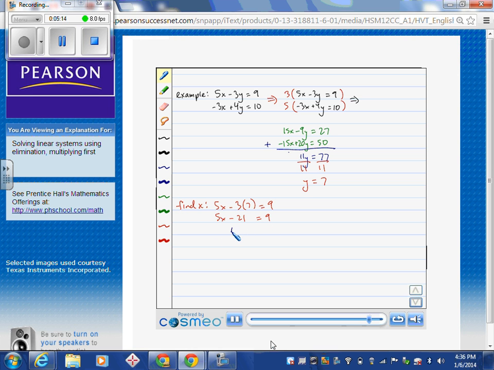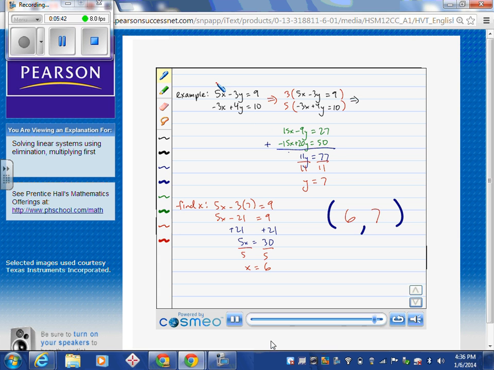Going ahead and adding 21 to each side, I'm going to get that 5x is equal to 30. And then if I divide each side by 5, I get my final answer of x equaling 6, which gives us a solution of x is 6, y is 7. And we can go ahead and plug this solution into our bottom equation to check.